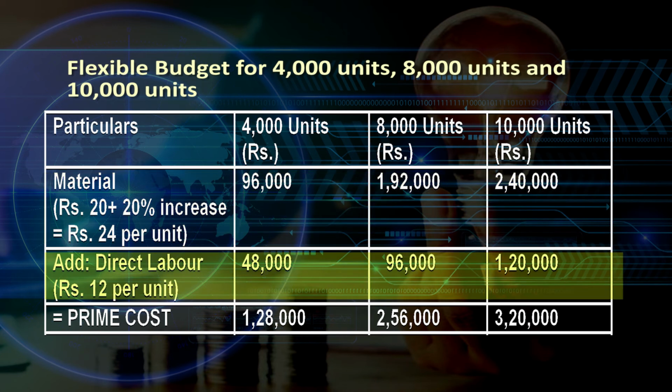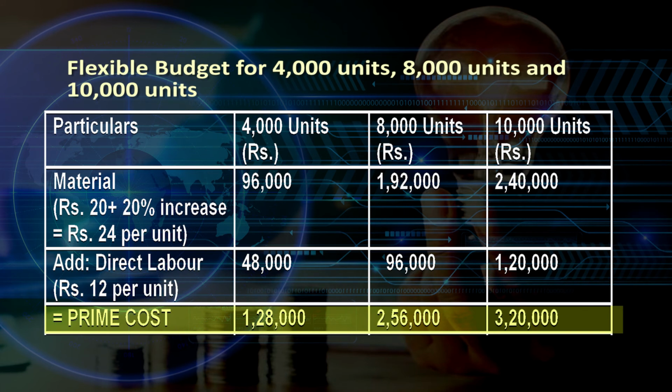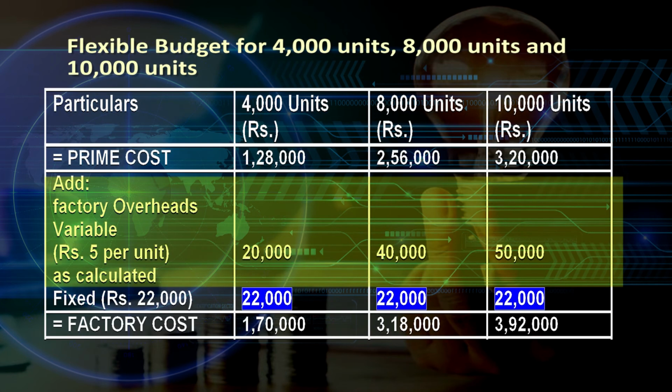To this we add the direct labor cost. At rupees 12 per unit, which will be rupees 48,000, rupees 96,000 and rupees 1,20,000 respectively. The material and direct labor cost will total up to the prime cost, which is rupees 1,28,000, rupees 2,56,000 and rupees 3,20,000 respectively. To this cost, we add the factory overheads as calculated in working note number 1.